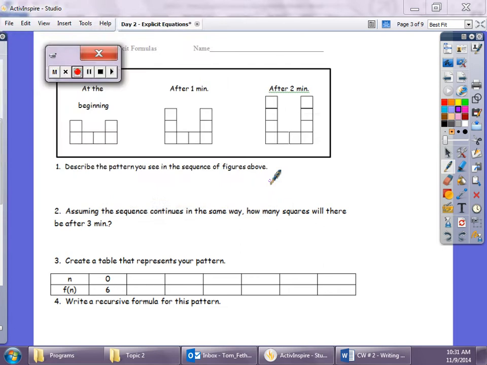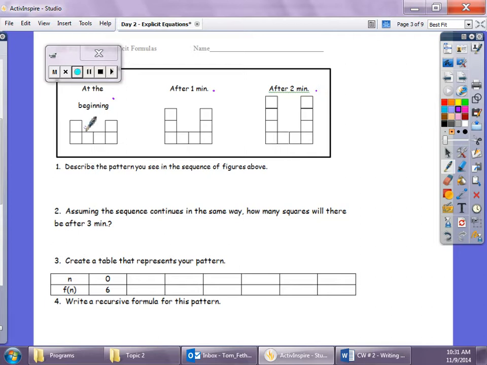Alright, today we're going to be continuing what we were doing in our last class. We were talking about the recursive formula. So if we look at this, we're given a pattern. It says at the beginning, after 1 minute, after 2 minutes, we'll describe the pattern you see in the sequence of the figures above. So take a minute, look at it, and try to figure it out. Pause it, and then start it when everybody's ready.